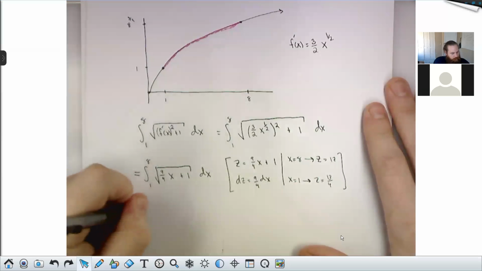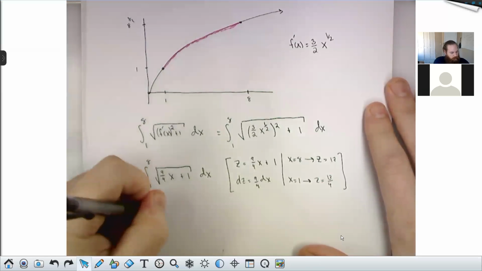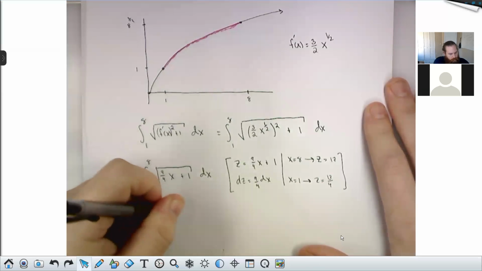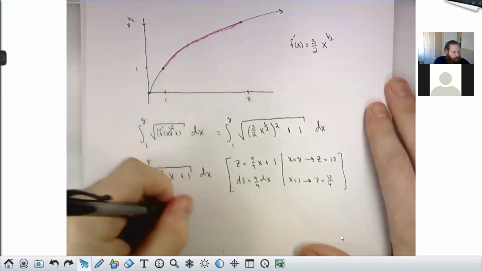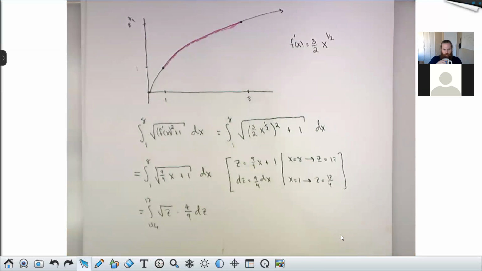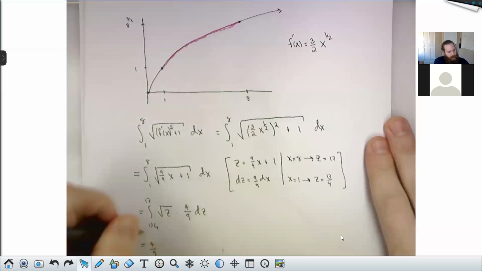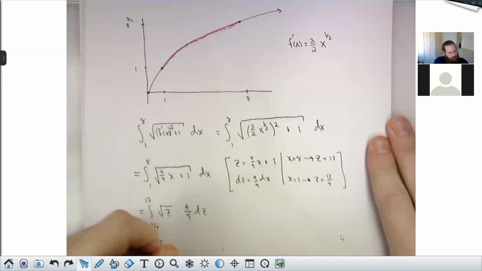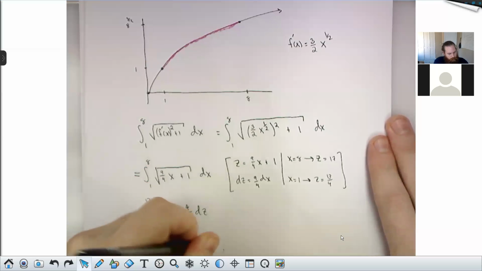So this becomes the integral from 13/4 up to 17 of the square root of z times dz, where dz is 9/4 dx. This will be 4/9 dz. And that 4/9 really is a constant multiple now, so it can pop out. And I'm integrating from 13/4 up to 17 the function z to the 1/2 dz.